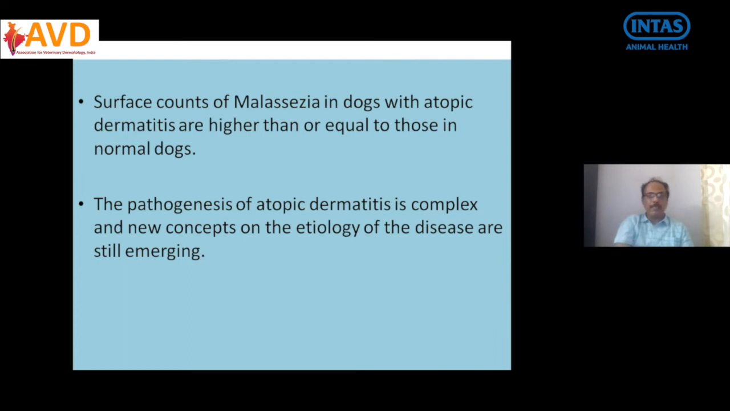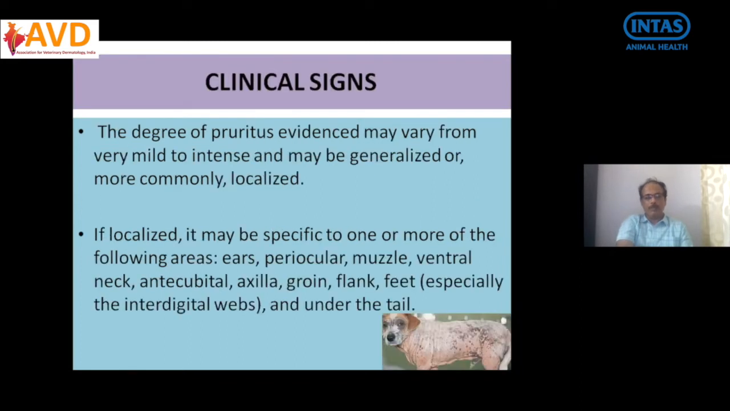Just like treating a hypocalcemia, you have to give a hypophosphatemia injection, and you have to suspect hypophosphatemia and hypomagnesemia also. Like that, if the animal is atopic, you have to suspect Pyoderma and Malassezia along with the atopy. And the pathogenesis of atopic dermatitis is complex, and newer concepts on the etiology are still emerging.